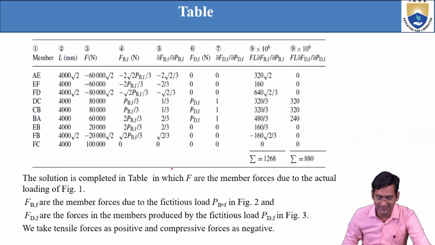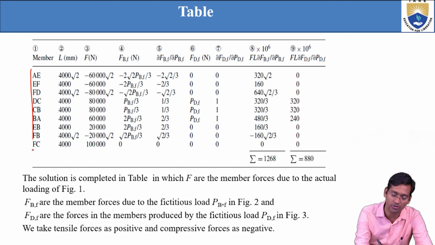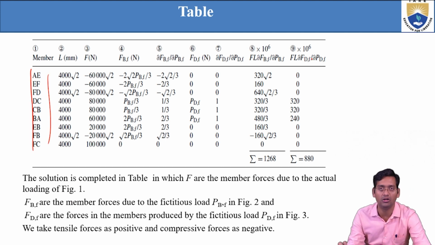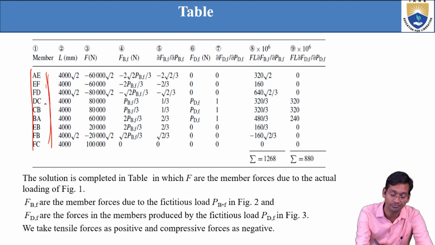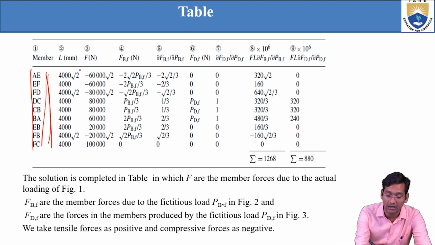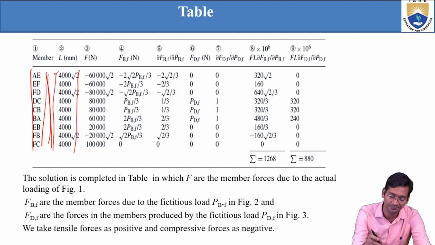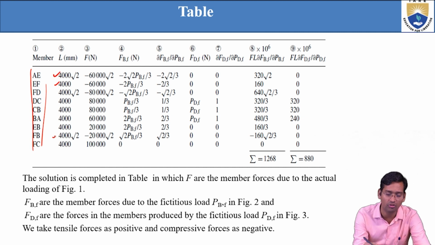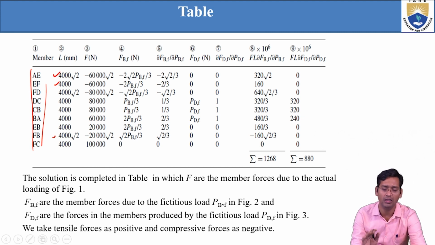Now first see the table. If you make the table with columns this way, it will be easier to find. The first column is the name of the member, AE, F, whatever I said. Then next we found the length of each member. Of these, only these three needed to be found; the remaining are directly given, and the diagonal ones are there.